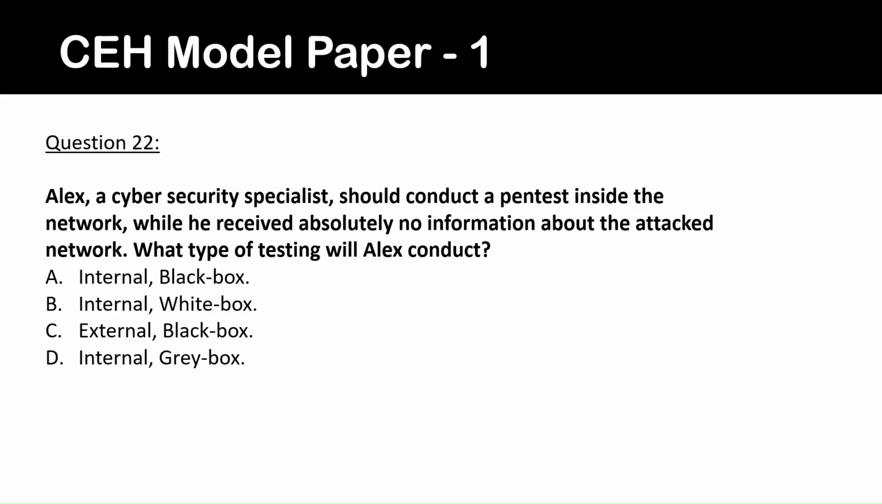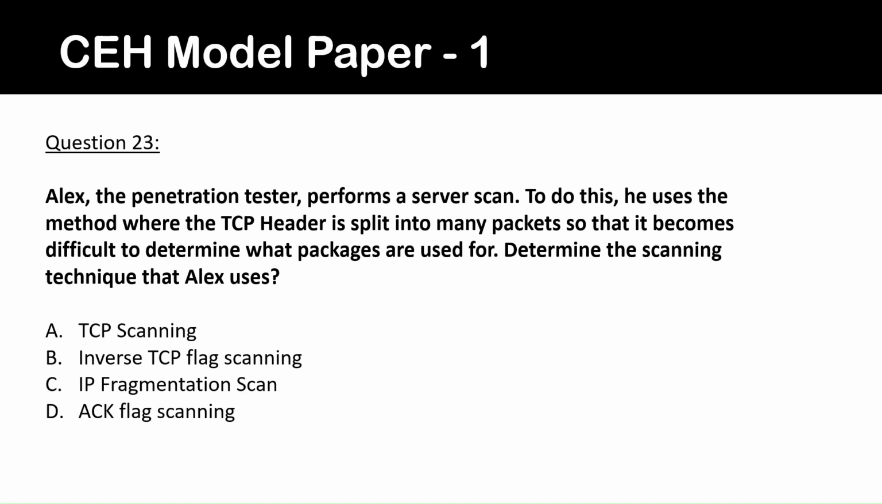Question 22. Alex, a cybersecurity specialist, should conduct a pen test inside the network, while he received absolutely no information about the attacked network. What type of testing will Alex conduct? The options are A. Internal black box, B. Internal white box, C. External black box, D. Internal gray box. The answer is A. Internal black box.